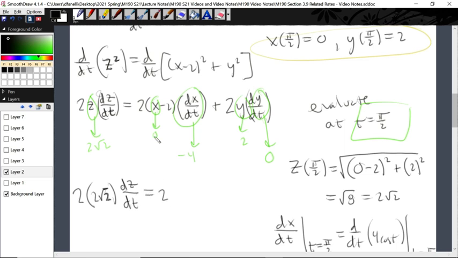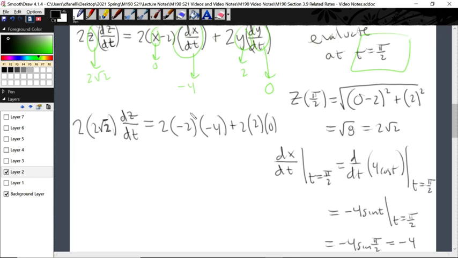It equals 2 times, now we have the quantity 0 minus 2. Well, that's just going to be negative 2, times dx/dt. Well, that's negative 4. Plus 2 times y, which was 2, and dy/dt, which is 0. So here's an equation we can now solve for dz/dt at t equal to pi over 2. This is already set up for where t is equal to pi over 2 because we've evaluated everything else when t was equal to pi over 2.